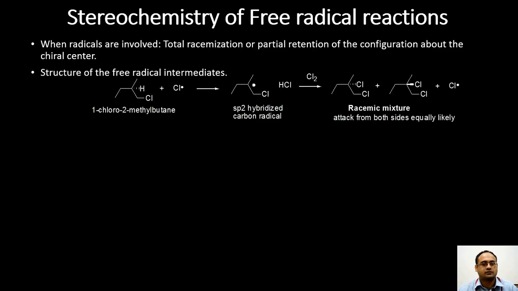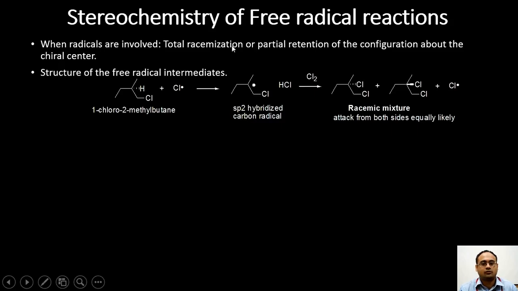So for example, in this chlorination reaction of 1-chloro-2-methylbutane, a chlorine radical first abstracts this proton, which generates an sp2 hybridized carbon radical. This carbon radical is planar because it is sp2 hybridized, and the radical character is on both sides of the plane. Therefore the incoming chlorine atom could either come from the top, resulting in this compound, but it can equally come from the bottom, resulting in that isomer. Therefore a racemic mixture is formed, as attack from both sides is equally likely.